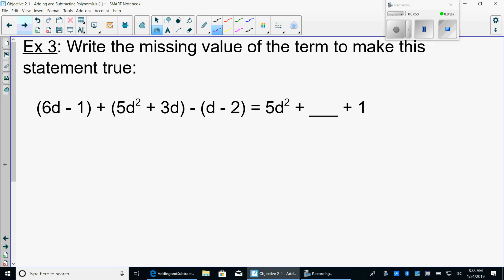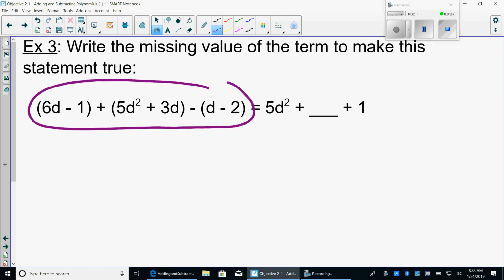So let's take a look at this. It wants to know when you work this part out, what will be the missing term over here? So what I would say to do is work the problem. Don't worry about this part over here. You with me? Don't worry about the question. Just let's go ahead and add this stuff together.